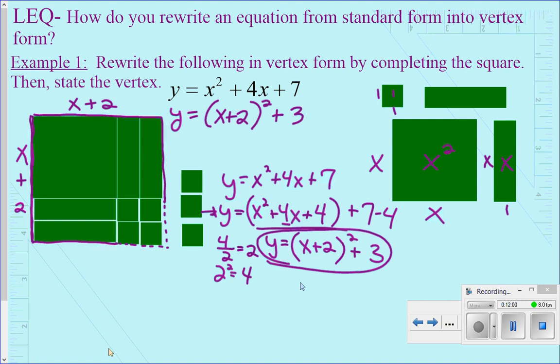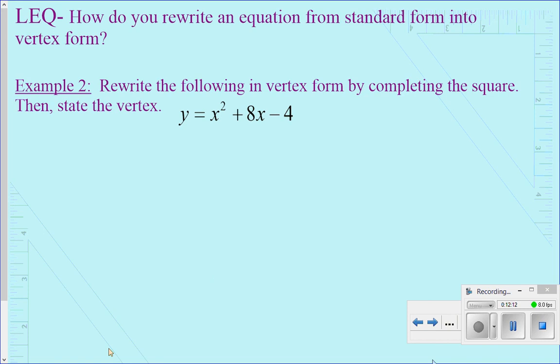The last part of the direction says state the vertex. We know plus 2 means left 2, so negative 2, and plus 3 means positive 3. So negative 2, 3 is the vertex. Okay, next one. So copy that. This is also by completing the square. No picture this time, no tiles.